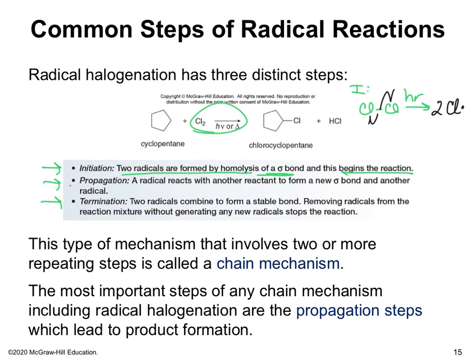And then you would do propagation. This means a radical reacts with another reactant to form another radical. So on the reactant side, you need to have a free radical, and on the product side, you need to have a free radical. If you don't, then you're not propagating. So you always got to have a radical generated.